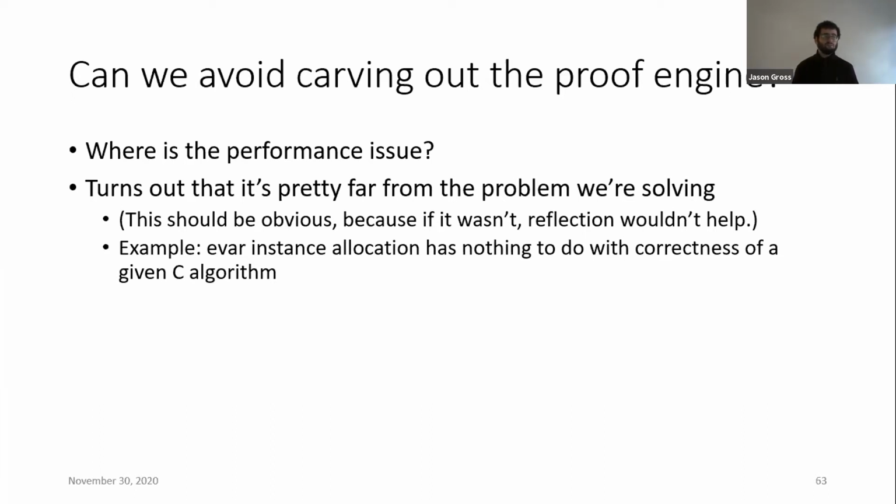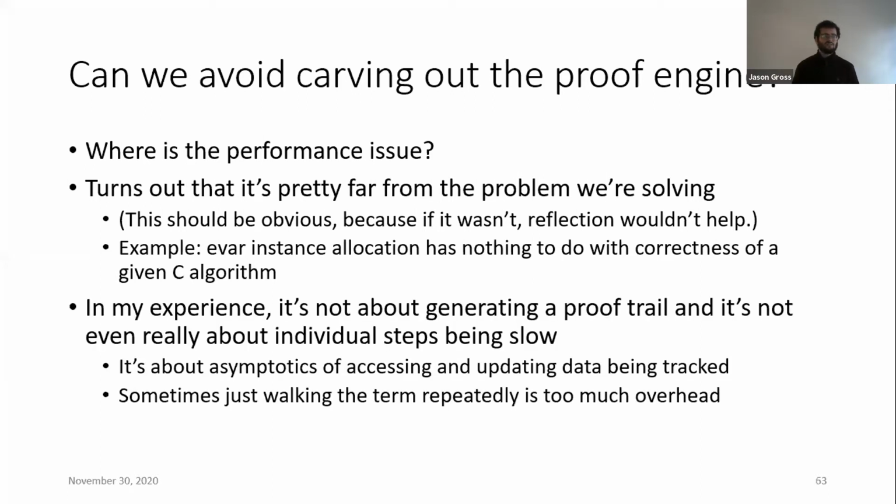A typical example of this is that this thing that Coq's proof engine does, called EVAR instance allocation, has absolutely nothing to do with the correctness of a given C algorithm. And yet it is the source of the bottleneck in rewrite, in setoid rewrite, in a number of places. In my experience, it's not about generating the proof trail. That's not where the performance issue is. And it's not even really about the individual steps being slow.